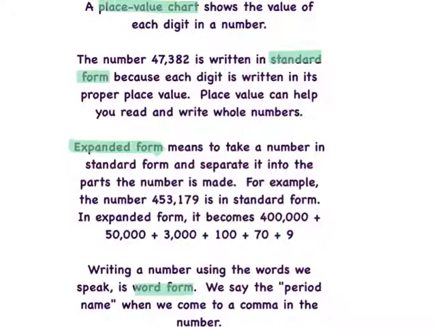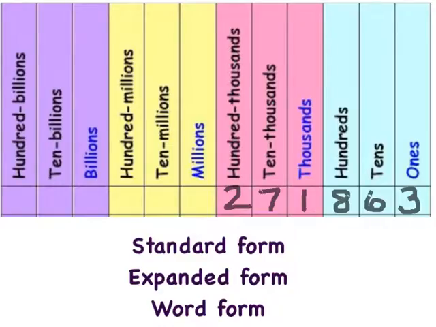Writing a number using the words that we speak is the word form. And here it is important to say the period name when we come to a comma in that number. We'll take a look at that in the next slide in our place value chart. So here we have our place value chart, and we have our number 271,863. When we are looking at a number, we can write it or speak it in three different ways. We can have our standard form, our expanded form, or our word form.